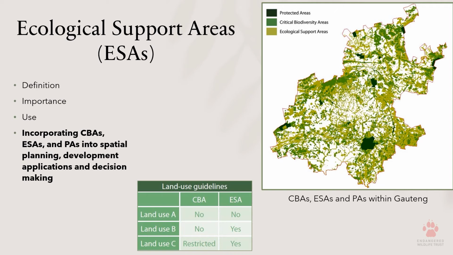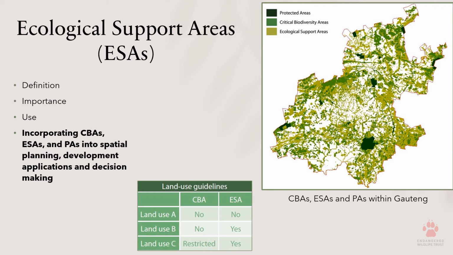For the latter, the aim is to avoid inappropriate land uses that will compromise the desired state of critical biodiversity areas and ecological support areas. And if a proposed development falls within a CBA or ESA, this triggers environmental impact assessments in terms of the EIA regulations under the National Environmental Management Act.